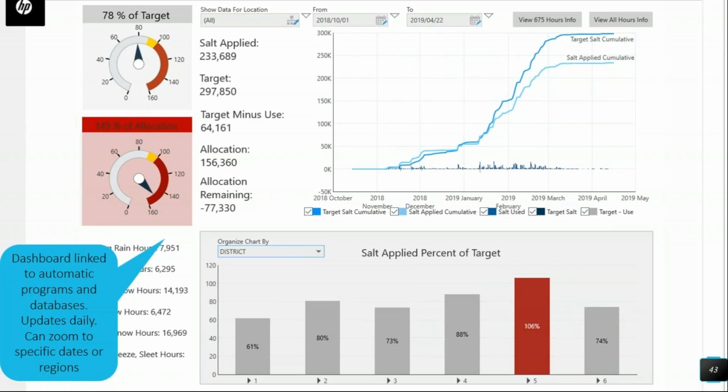This is an example of a short latency system, automatic. It's linked to programs that run nightly. It's got the databases all hooked up to it. You can zoom in, you can select different dates and regions. A user can really drill in and get that specific information, and it's very timely.